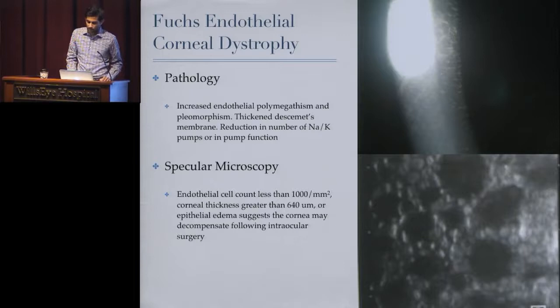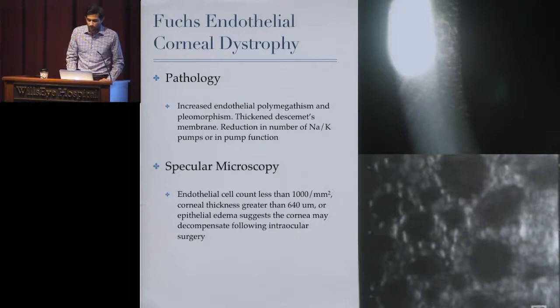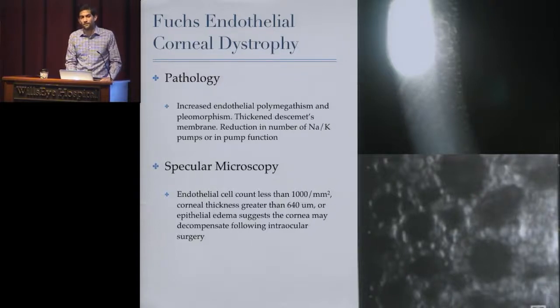But where this becomes key as far as getting a specular is cataract patients. So if you have a patient that's having cataract surgery and you notice corneal guttae and you get a specular on them, there's certain numbers that have been established that indicate that there is a risk for corneal decompensation afterwards. So if the cell count's less than 1,000, or the corneal thickness is greater than 640, or if they already have epithelial edema, there is a chance or a likelihood that their cornea won't survive the cataract surgery. So these are the patients you may want to consider doing a combination DSEK or DMEK with their cataract surgery.